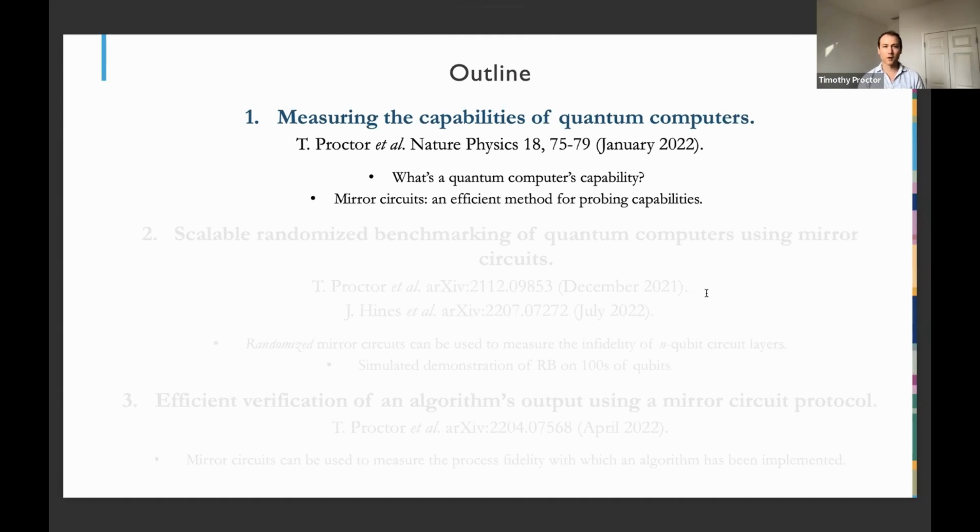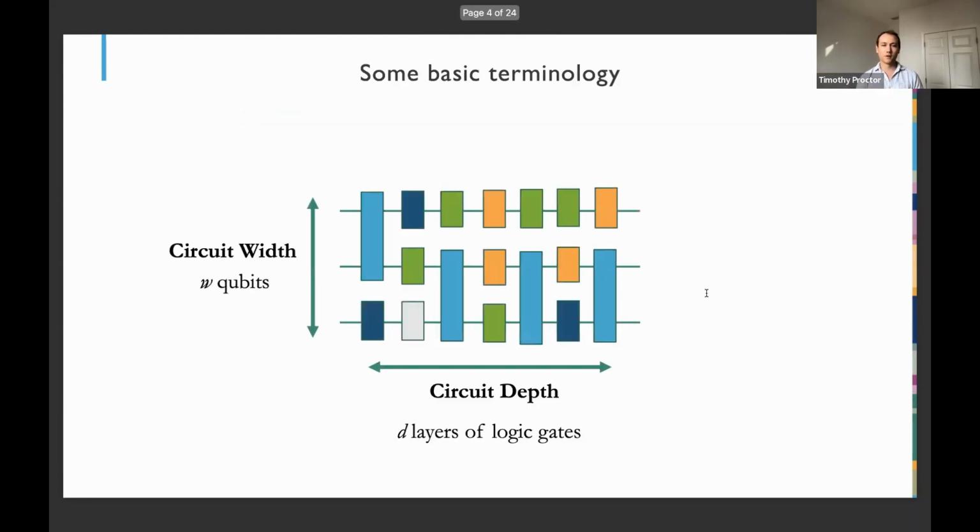So first of all, I'm going to focus on this work on measuring the capabilities of quantum computers. So first up, some very basic terminology, just to make sure everyone's on the same page. I'm going to be talking a lot about quantum circuits. I'm sure you all know what a quantum circuit is, but just in case you use some different terminology. A circuit has a width, and that's the number of qubits involved in the circuit, has a depth, and that is the number of layers of logic gates.